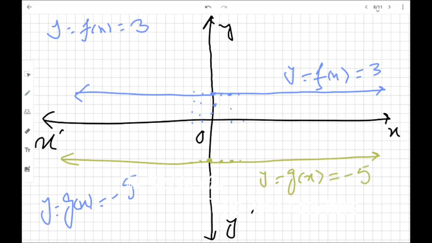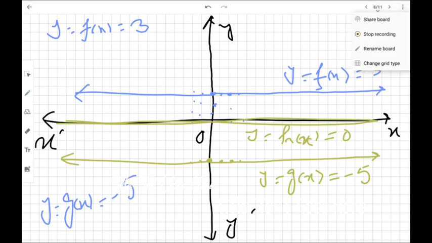Similarly, if we have a constant function, that is y is equal to h of x is equal to 0, this graph will coincide with the x-axis. So we see three different graphs of a constant function: above the x-axis, below the x-axis, and coinciding with the x-axis. Hope you will understand the constant function.